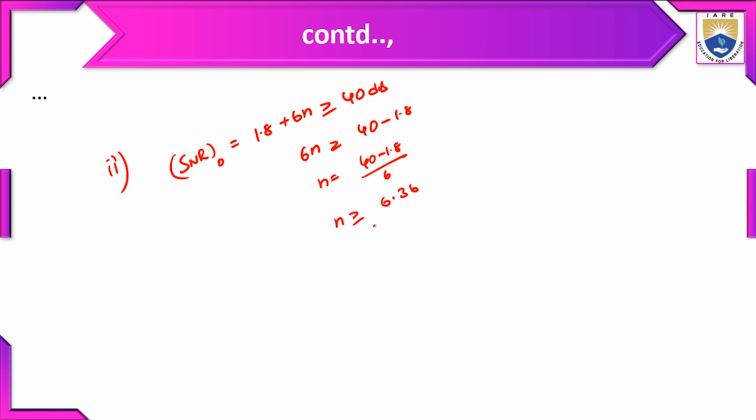But n must be a whole number, not 6.36. So round off to the integer value, n equal to 7. So approximately 7 bits are required for at least 40 dB SNR. So this is the solution for the second problem.